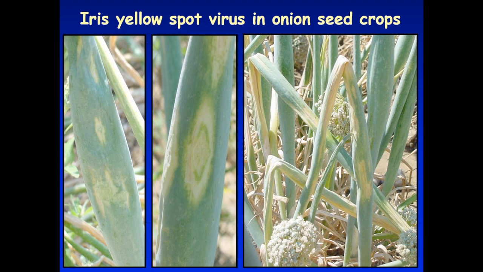So Iris yellow spot virus is a relatively new disease to the US and to onion seed production, but over the last 10 to 15 years has become quite severe, and I have seen onion seed crops literally destroyed 2 to 4 weeks before harvest. So this is unfortunately one of those cases where Jody mentioned usually viruses are not that destructive. This is one of those that unfortunately can be very destructive.